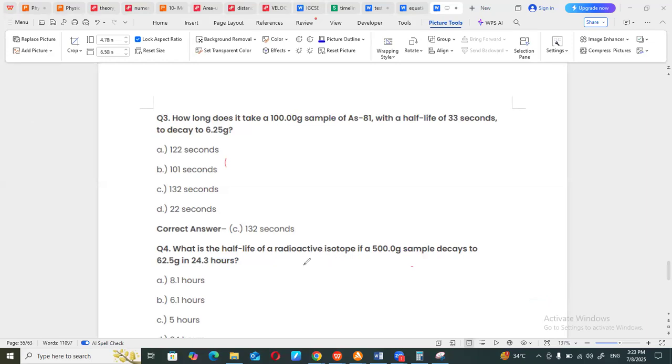what is the half-life? Now they are asking you the half-life. If a 500 gram sample decays to this, now total amount is 500 grams. Left is how much? 62.5 grams. Total time is 24.3 hours.